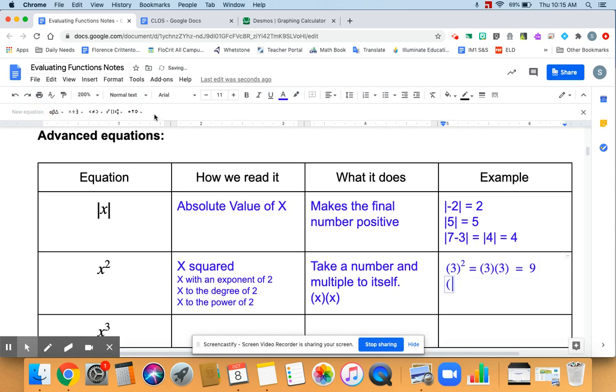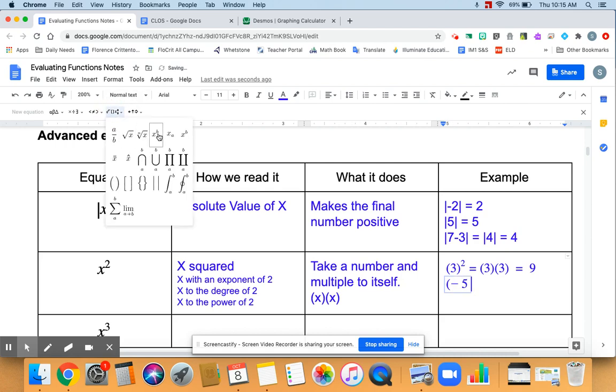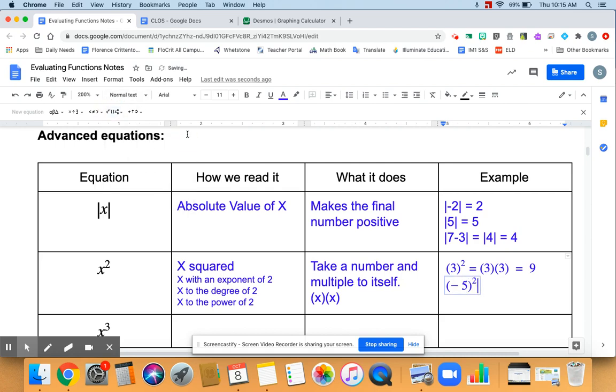I could also do -5 squared. That just means I take -5 and times it to -5. And what's a negative times a negative? Positive. And 5 times 5 is 25. The interesting thing here is that both of these answers are positive because a positive squared is still positive and a negative squared is still positive.